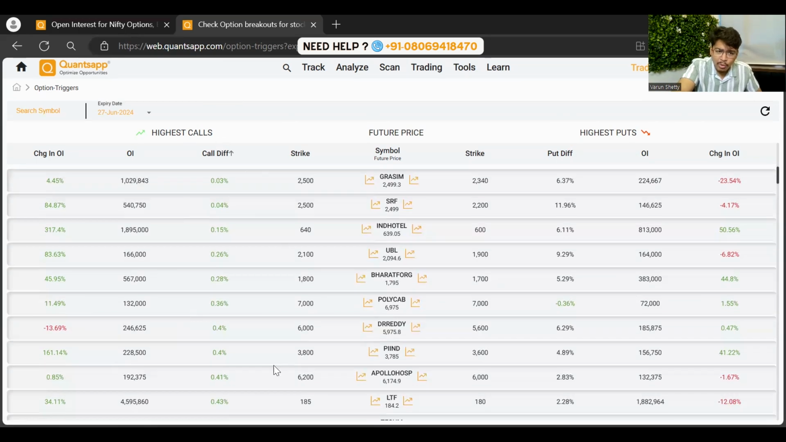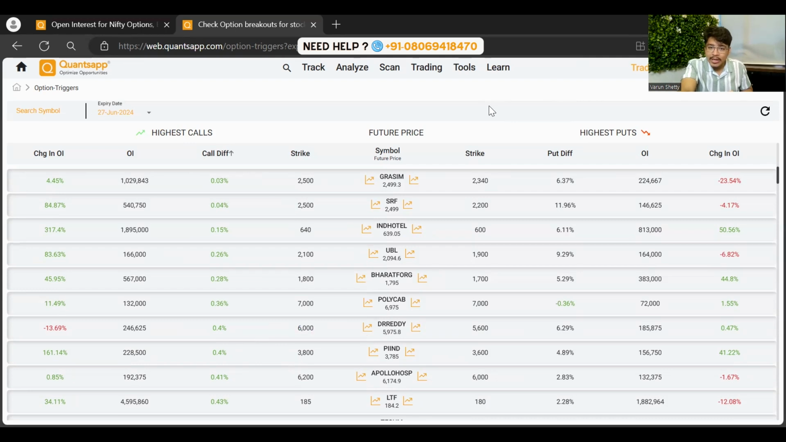Okay. Out of all of these stocks, I will enter a trade in Dr. Reddy. Now, why exactly Dr. Reddy? Because Dr. Reddy's future price, you can see, it's 5,975. Its heaviest call strike is at 6,000. So that means it is very near a breakout. So it only needs to climb up by around 0.4% for it to actually experience a breakout.